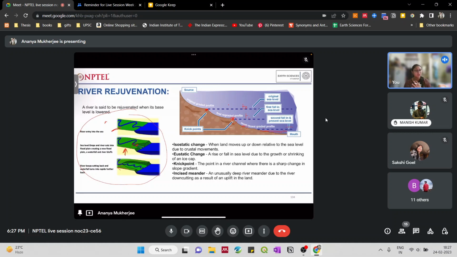So river rejuvenation is another kind of process where more land is getting transformed into floodplains or other features that are created by the river systems that are flowing. River rejuvenation is the erosional work that is done as a response to the changes in the land level or the sea level, with land changes or the uplift with respect to the sea level at the present time.